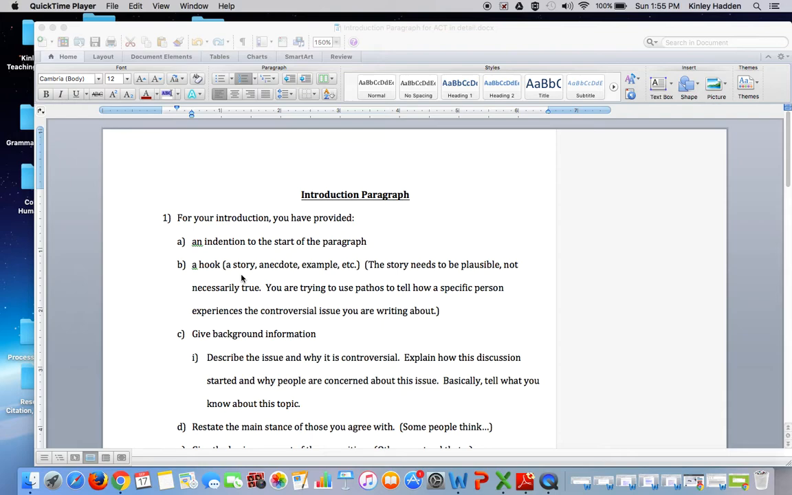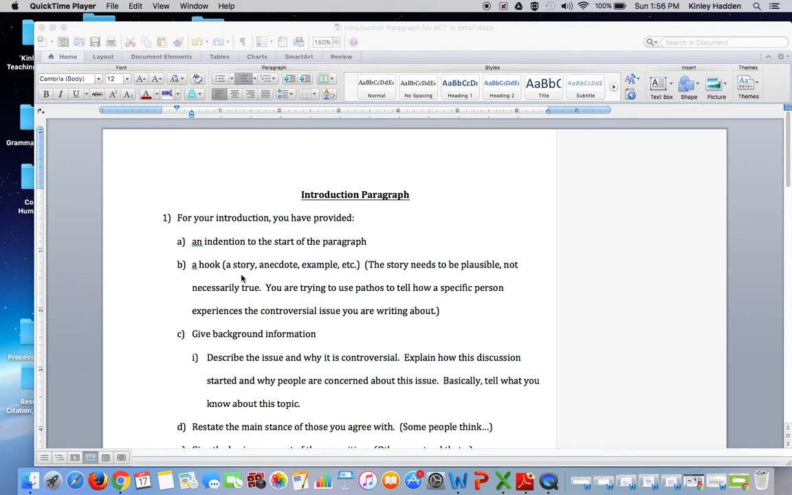Hi guys. It's Sunday, and so naturally I'm creating torture for you. Today we're talking about how to write an introductory paragraph for your ACT or persuasive essay. The ACT written essay is persuasive, and all persuasive essays can be structured according to this model.